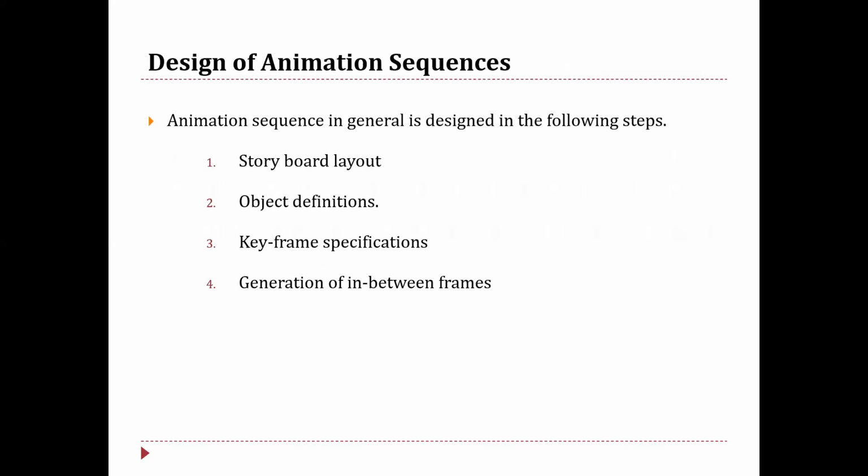Next, we see how to design the animation sequence, or what are the steps that we follow during the animation. The first one is the story-based layout. The second one is the object definitions. The third one is the keyframe specification. And fourth being the generation of in-between frames.